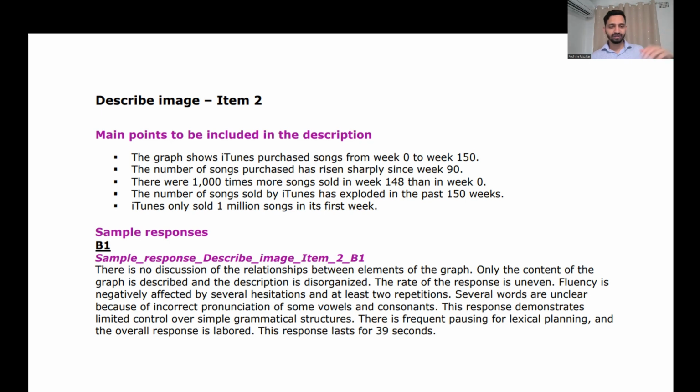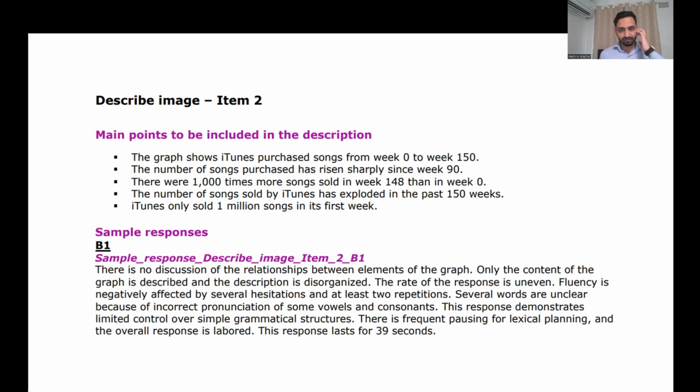All right. So in B1, what was wrong? There is no discussion of the relationship between the elements of the graph. Only the content of the graph is described, and the description is disorganized. So we talked about having that disorganized response, and there is no talking about relationships. So in week 150, what happened in week 50? That's the relationship. You want to talk about that. You get marks for that in terms of content.